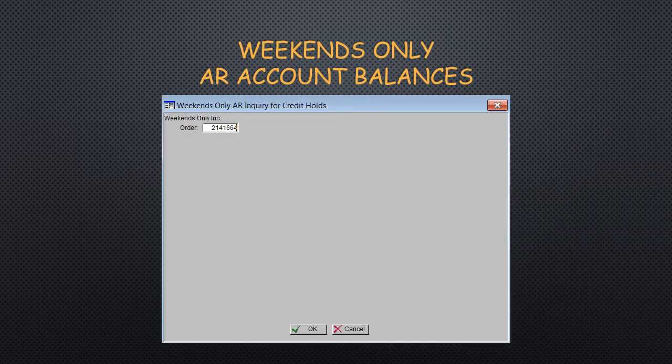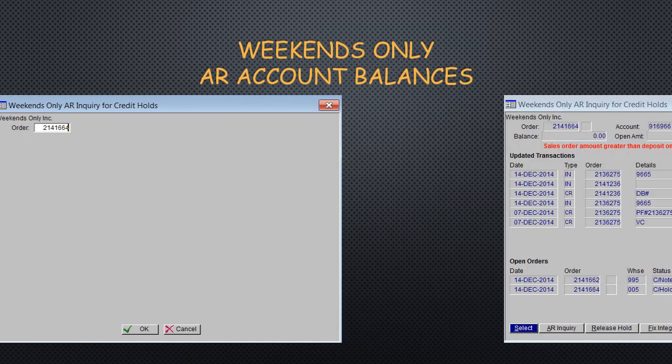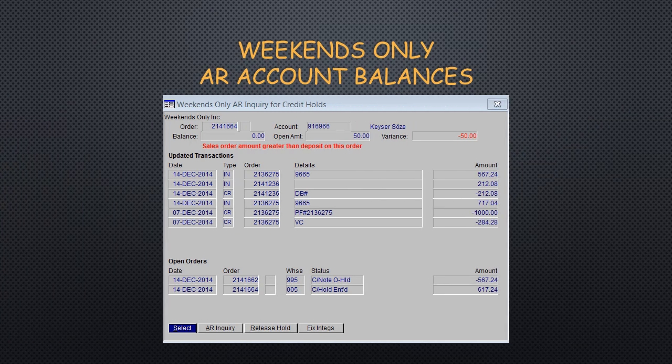To use this screen, enter the sales order number and suffix of the order you found in credit hold entered status. The screen displays the following information. Account number. The customer's account number is displayed at the top of the screen with the customer's name directly next to it. Balance.